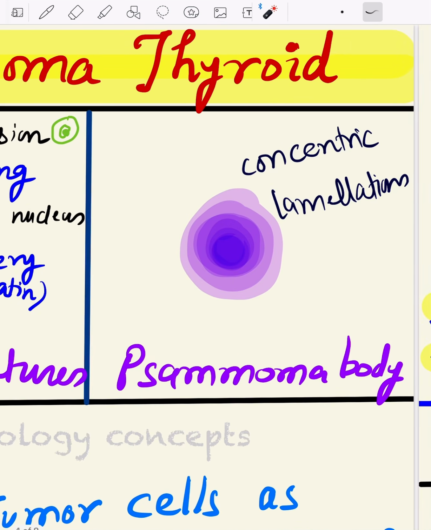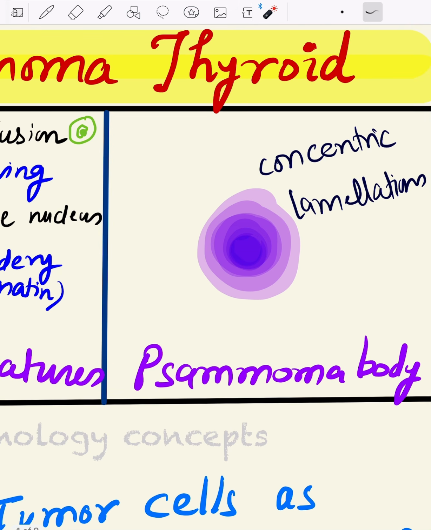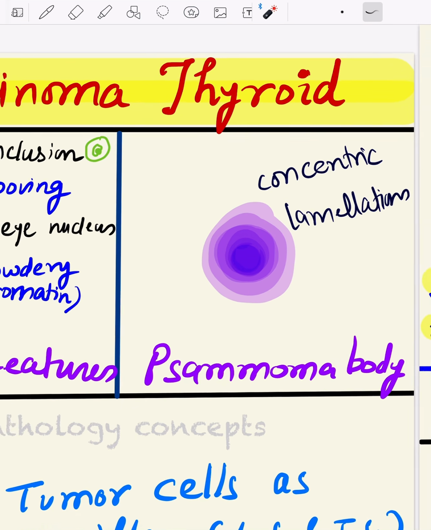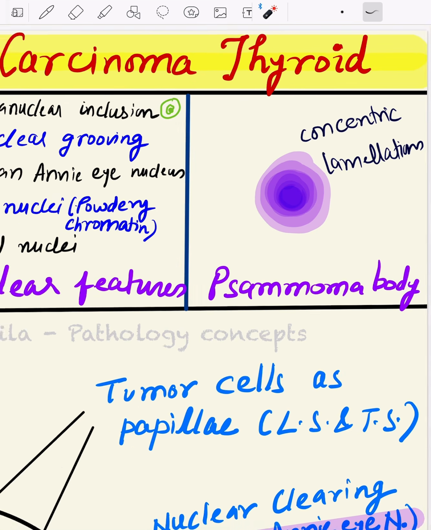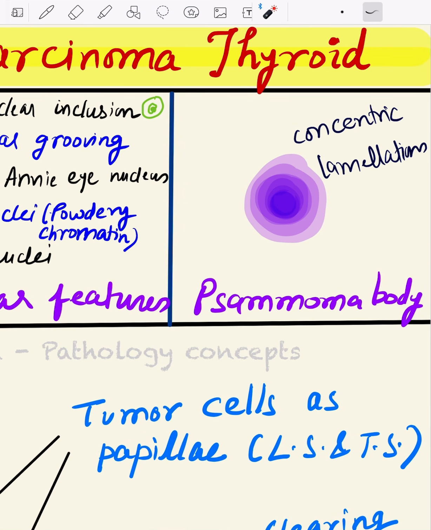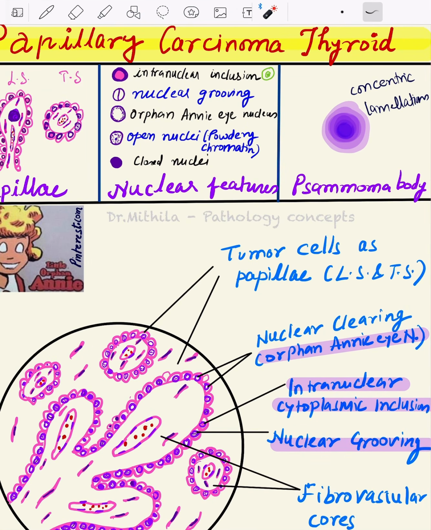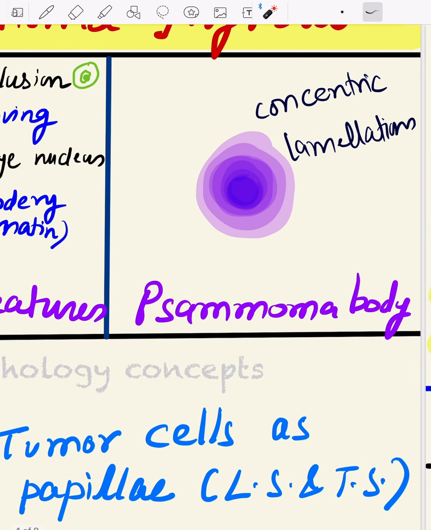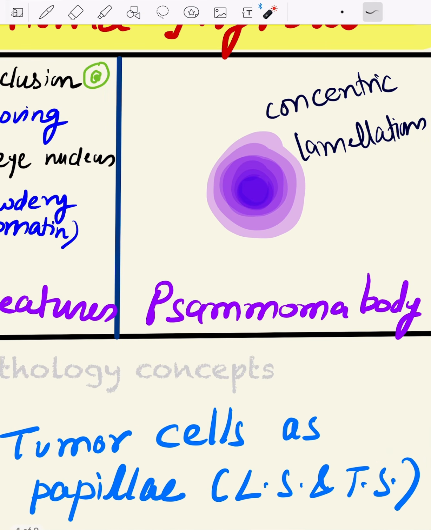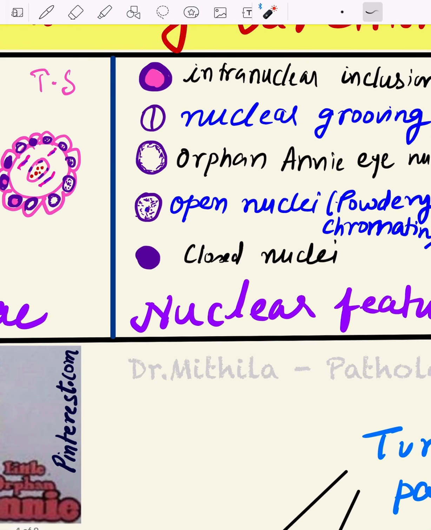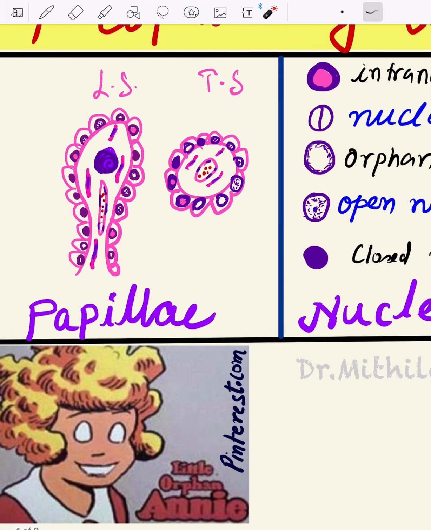Okay. Then lastly, PCT can show psammoma bodies, though they are not a diagnostic feature, but they can be seen in this papillary carcinoma thyroid, and they are seen as purplish concentric laminations. So they are seen like this, concentric laminations, and psammoma bodies are an important feature of papillary carcinoma thyroid. So these are the features which you should know how to draw, and when you know these, then you can easily draw the diagram of papillary carcinoma thyroid.